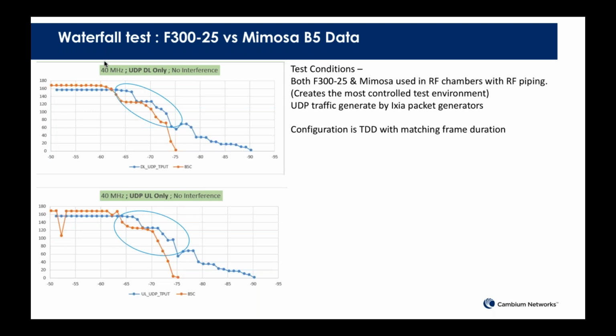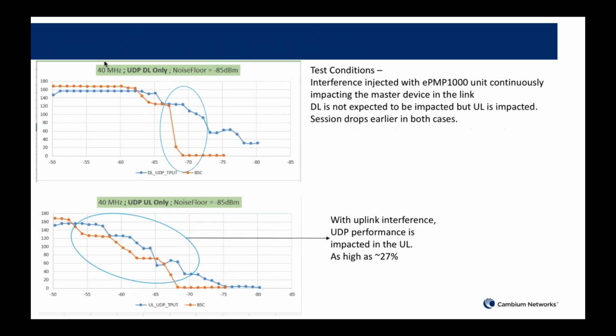Now let's inject the interferer. And with the interferer, it looks way, way worse. So in the downlink, as you can see, the throughput at the levels down to -67 goes almost to nothing. The interferer was an ePMP 1000 unit that was constantly transmitting on the same frequency.